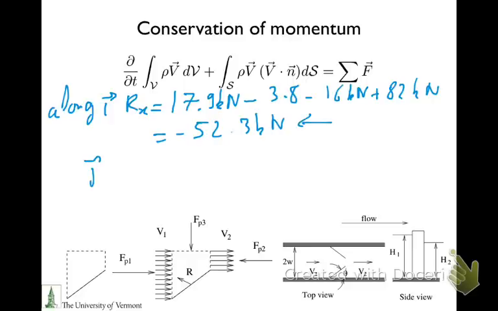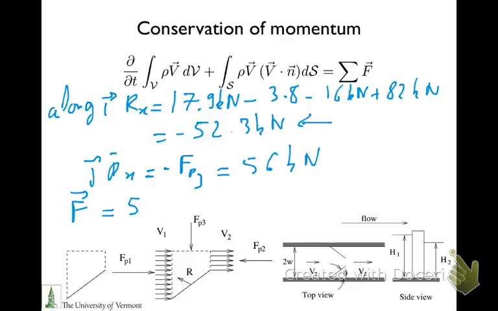Along J, Ry is equal to minus FP3, and that's 56 kilonewton. So in short, the force F, the action of the fluid on the gate, is 52.3 I minus 56 J in kilonewton. So the force is going down as we could expect.